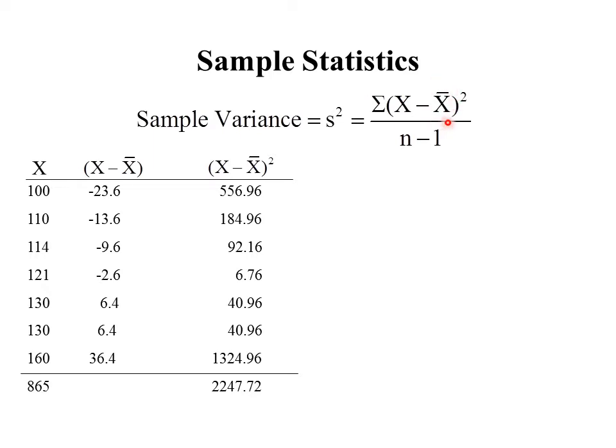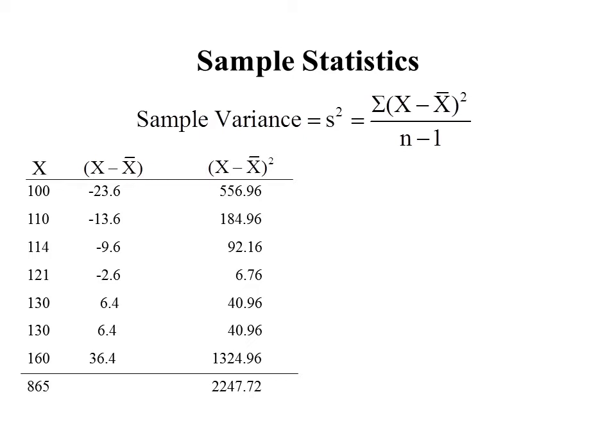So the first thing we have to do to calculate the sample variance is to calculate the sample mean, x bar. And then this formula says we're going to take each data value, subtract the mean, square it, and then add all those up, and then divide by n minus 1. So here's our sample data, and the sample mean we calculated earlier. We take each value and subtract the mean. For this first value we get negative 23.6. We take this number 110, subtract the mean, and we get negative 13.6. And we just go down the list and do the same for each data value.